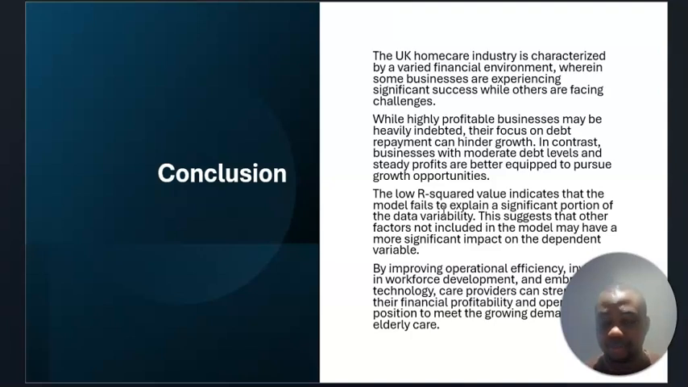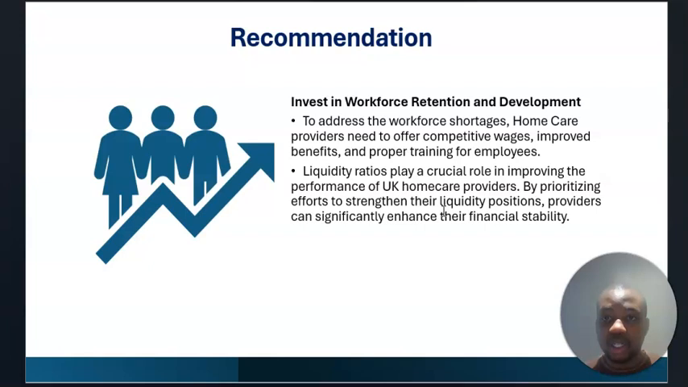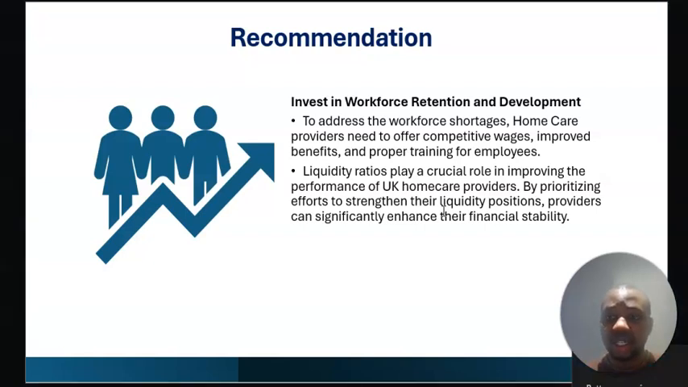Now, a recommendation: to address the workforce shortages, home care providers need to offer competitive wages, improved benefits and protection. And then liquidity ratios play a crucial role in improving the performance of UK home care. So by prioritizing efforts to strengthen their liquidity position, providers can significantly enhance their financial stability. So the healthcare providers can make the industry very liquid for them.